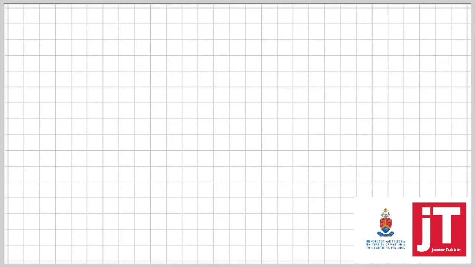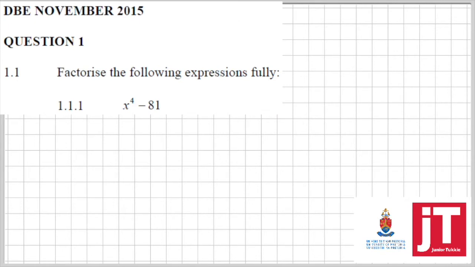In this video, we're going to be testing our knowledge through reviewing a past exam paper courtesy of the Department of Basic Education. This is a November 2015 paper. We are only looking at question number 1, which is the algebra section. 1.1. You are required to factorize the following expressions fully.